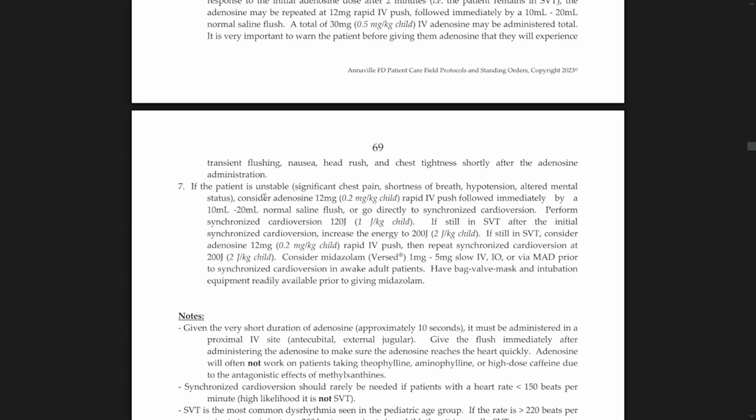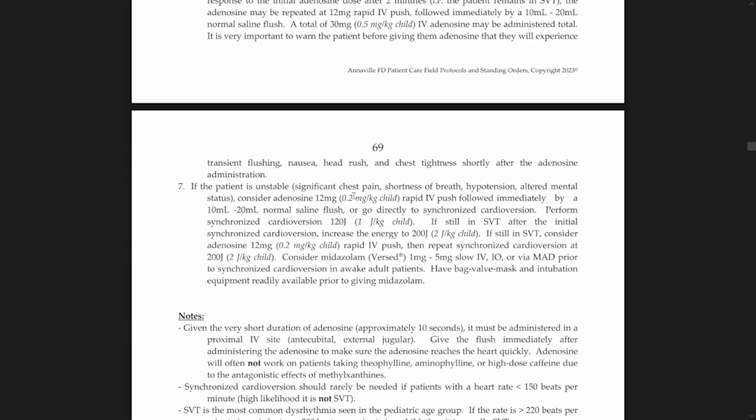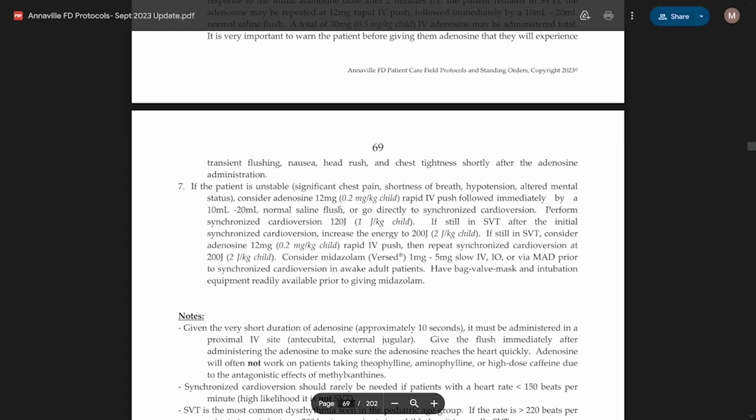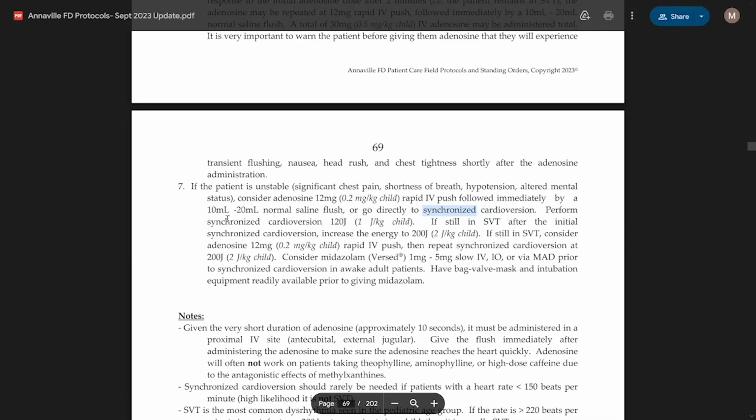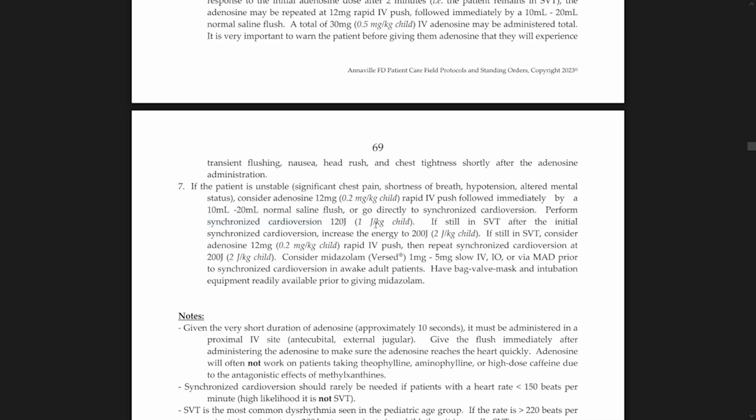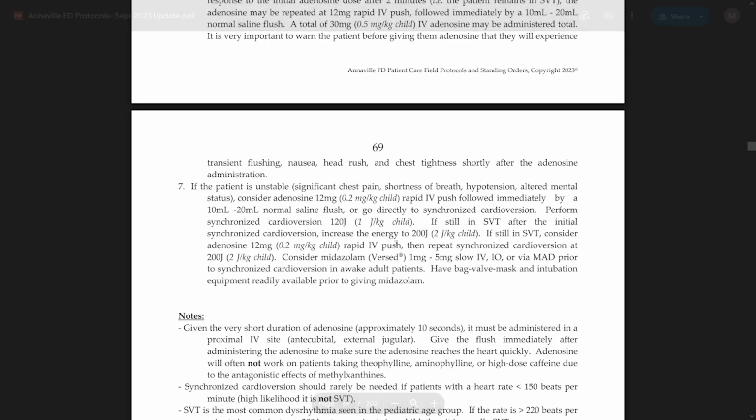If the patient is unstable, with significant chest pain, shortness of breath, hypotension, or altered mental status, consider adenosine 12 milligrams, or 0.2 milligrams per kilogram for a child, with a rapid IV push followed immediately by a 10 to 20 milliliter flush, or go directly to synchronized cardioversion. Make sure it's synchronized. Perform synchronized cardioversion at 120 joules or 1 joule per kilogram for a child. If still in SVT after the initial synchronized cardioversion, increase the energy to 200 joules or 2 joules per kilogram.